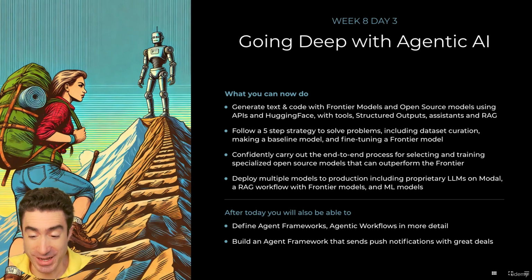So what we're going to be doing today is talking about agentic workflows, agent frameworks, and then we're going to build an agent framework. We're going to do it today that is able to send push notifications with information about great deals that it finds based on looking at RSS feeds. So it's really putting all the pieces together into a solution.